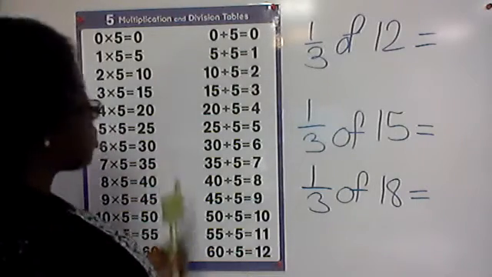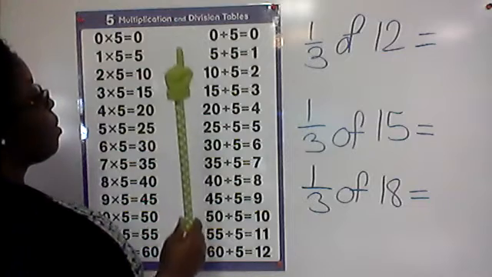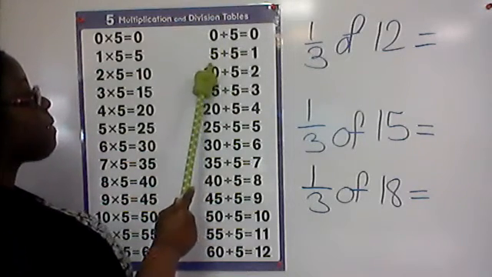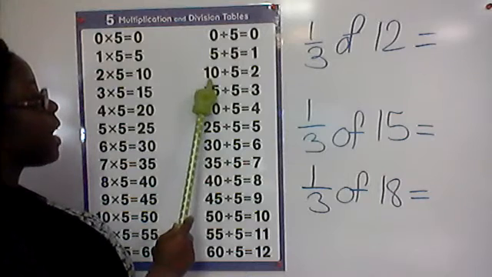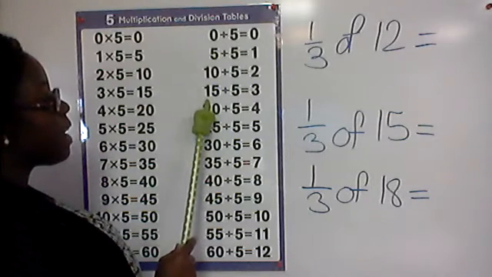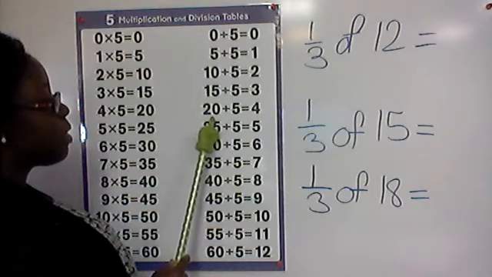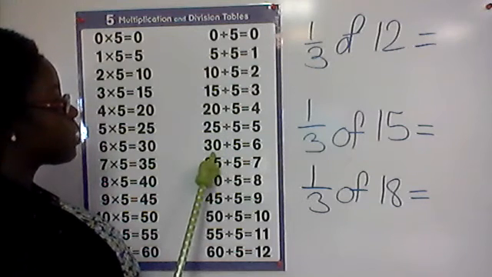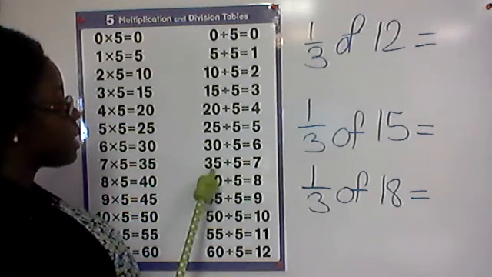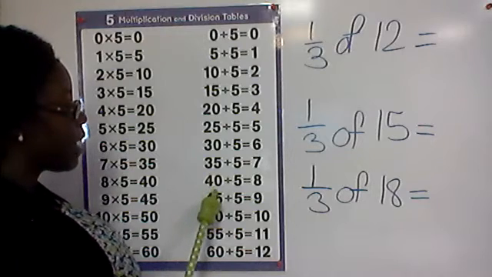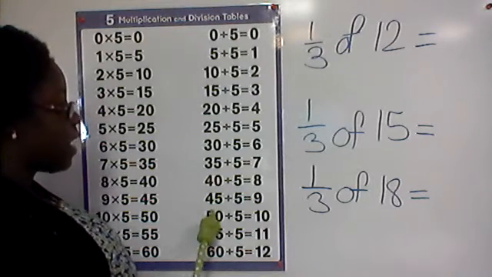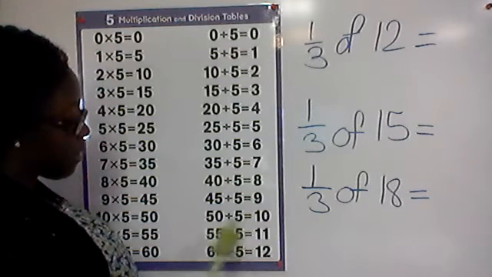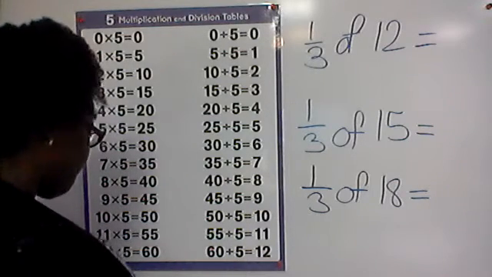Okay. Oh, sorry, one more time. I said twice, didn't I? 1, 2, 3. 0 divided by 5 equals 0. 5 divided by 5 equals 1. 10 divided by 5 equals 2. 15 divided by 5 equals 3. 20 divided by 5 equals 4. 25 divided by 5 equals 5. 30 divided by 5 equals 6. 35 divided by 5 equals 7. 40 divided by 5 equals 8. 45 divided by 5 equals 9. 50 divided by 5 equals 10. 55 divided by 5 equals 11. 60 divided by 5 equals 12.